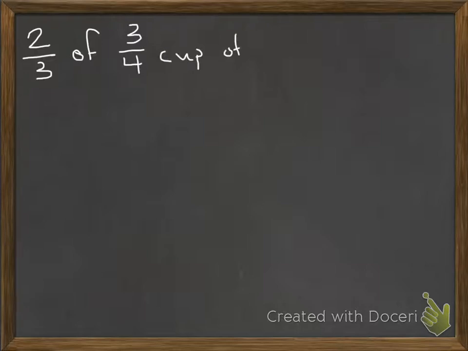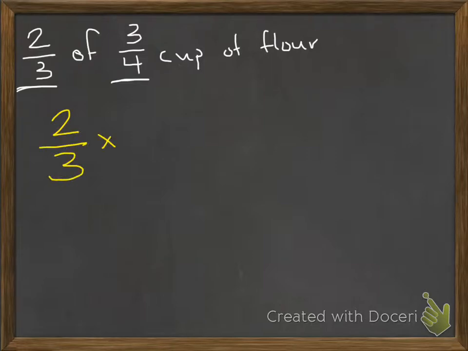Now let's look at our second problem. Our second problem tells us that Tim mixed 2/3 of 3/4 of a cup of flour with sugar and butter. What fraction of a cup of flour did he use? So we know that he has used 2/3 of a 3/4 cup of flour. So again, of that 3/4 cup, he only used 2/3 of it. So that sets us up with the multiplication equation of 2/3 times 3/4.